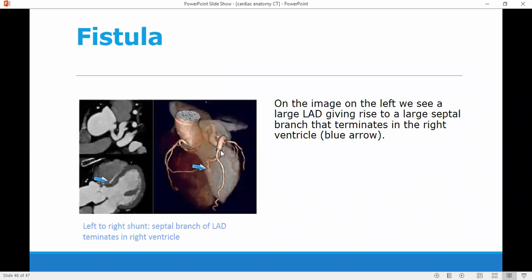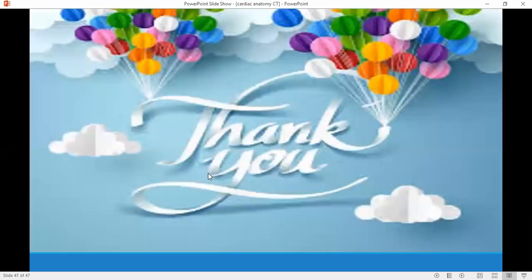Fistula. On the image on the left, we see a large LAD giving rise to a large septal branch that terminates in the right ventricle. We will see coronary flow into the RV cavity. This is the large left coronary artery with septal branch. A large septal branch terminates in the right ventricle. And thank you.